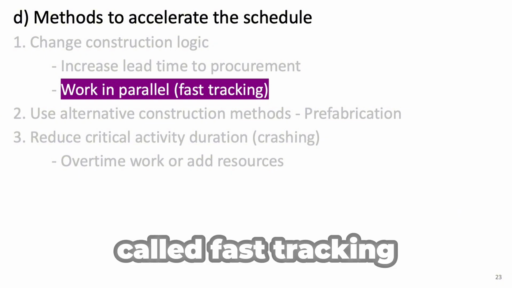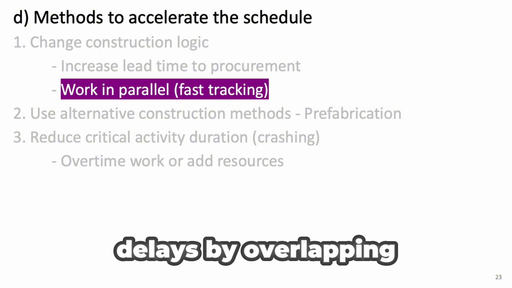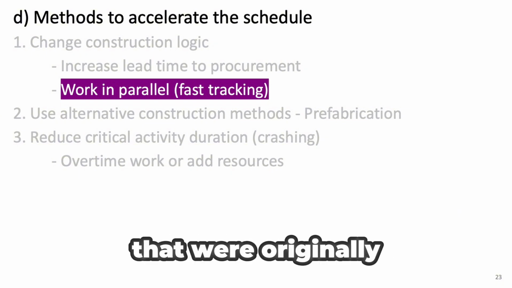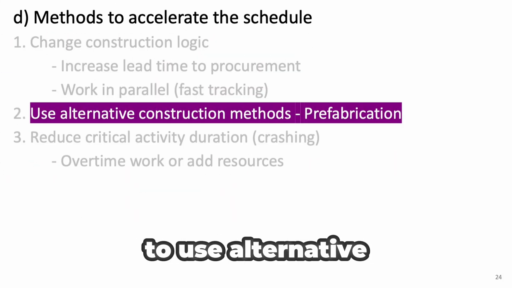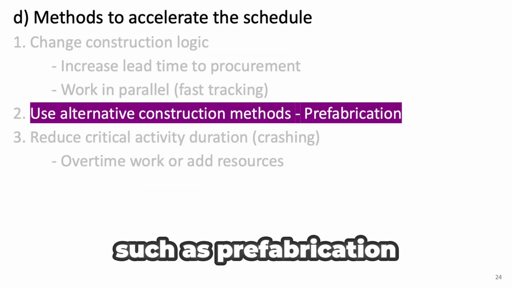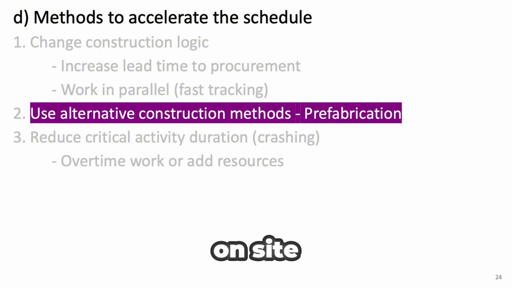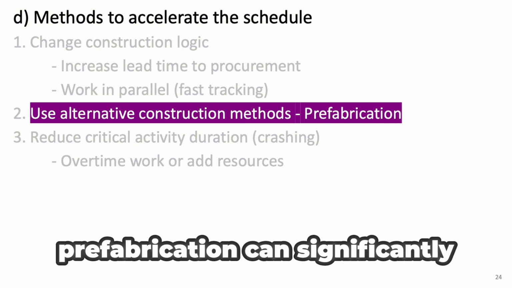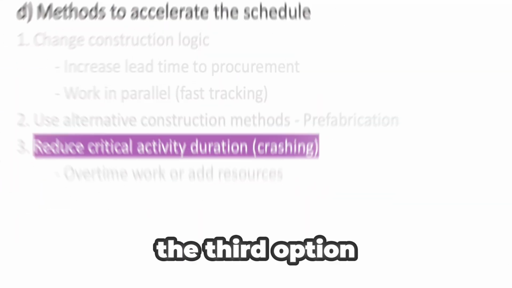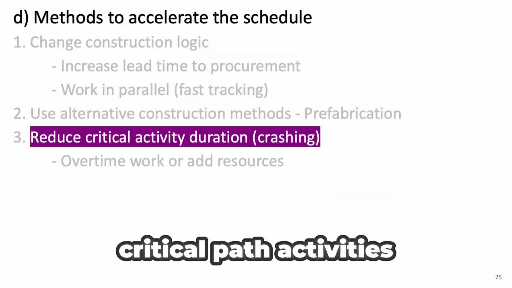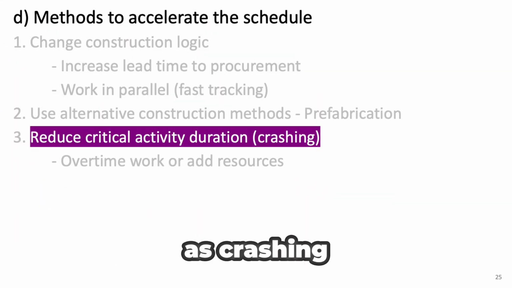This approach, often called fast tracking, can help reduce delays by overlapping tasks that were originally planned to happen one after another. Another method is to use alternative construction techniques such as prefabrication. By building components off-site while other work continues on-site, prefabrication can significantly shorten the overall timeline. The third option is to reduce the duration of critical path activities, a strategy known as crashing.